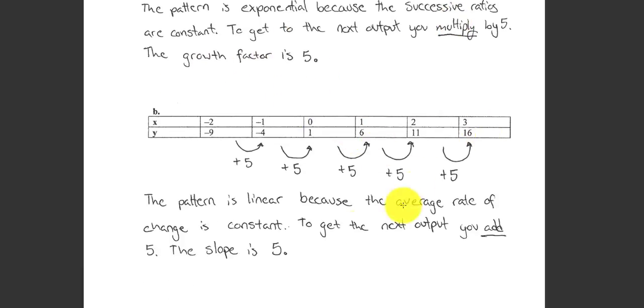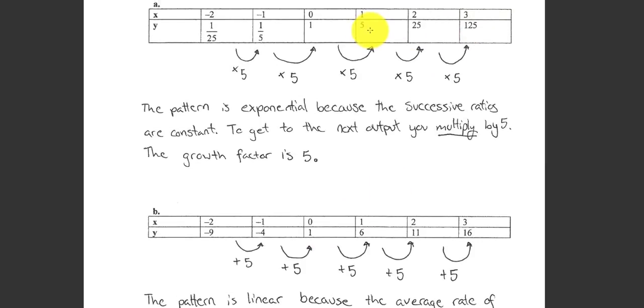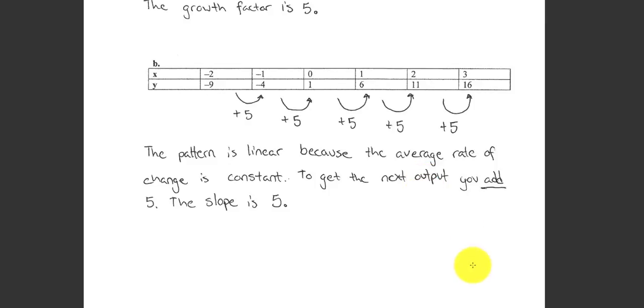If the difference is the same, that is the slope. The difference is the slope, right? So 16 minus 11 is 5, which is my slope, right? 25 divided by 5 is my growth factor. And I think that was it for this lab.